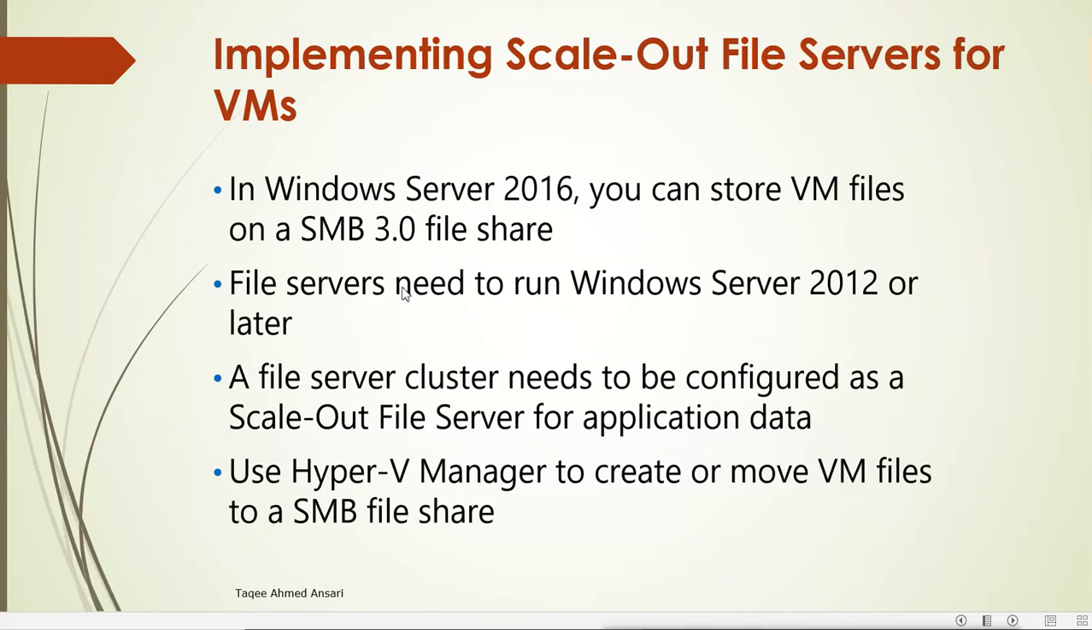File servers need to run Windows Server 2012 or later operating system, and the file server cluster needs to be configured as a scale out file server for application data. That means when we configure the share folder, we have to choose a share folder for the application. Then use Hyper-V Manager to create or move virtual machine files to the SMB file share. After creating the share folder, we can move our virtual machine data to the share folder, and then we can use that virtual machine in a cluster as a cluster node.